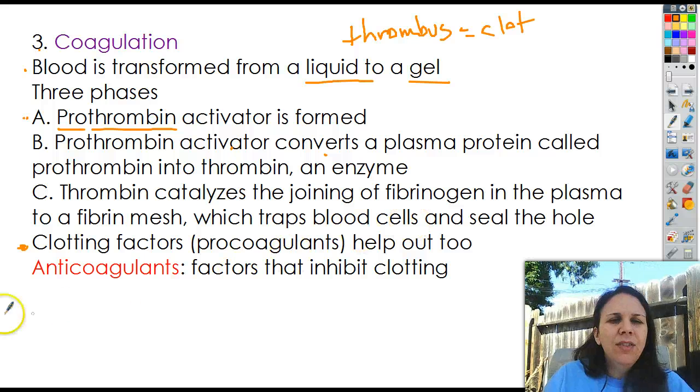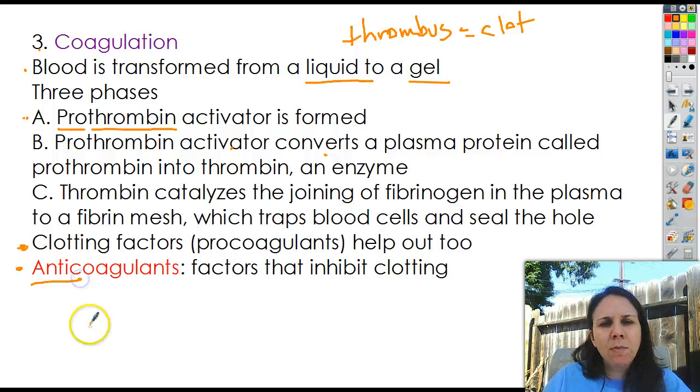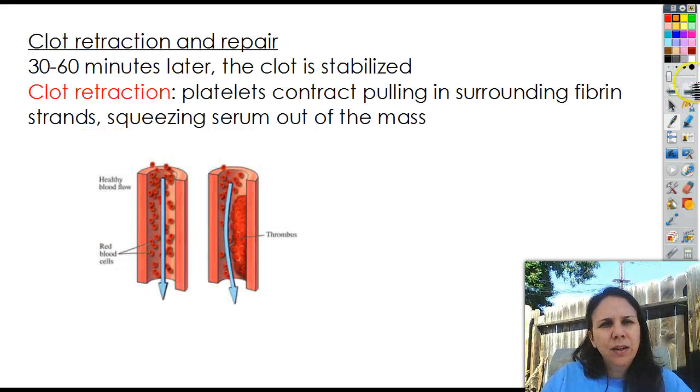We don't care. Then we also have, because we don't want the clot to get too big, we want it just enough to seal the hole, but not enough to block the whole vessel, anticoagulants, opposite of coagulants, that inhibit the clotting further, so that it doesn't become a giant clot and plug up the whole entire vessel. Okay. After about 30 to 60 minutes, the clot is relatively stabilized. So it's like, okay, I've stopped the bleeding, but I'm not quite done yet. What's next? I'm going to get something called clot retraction.